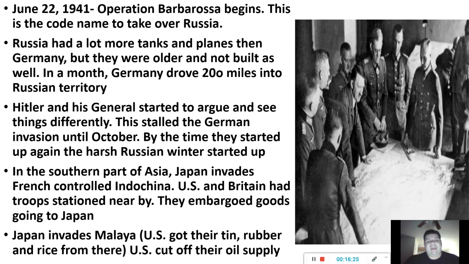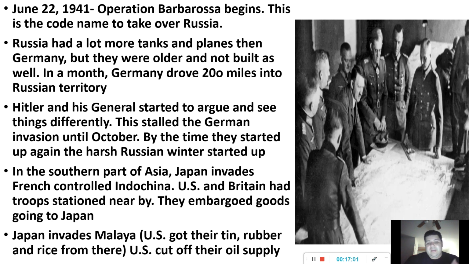And also, the United States and Britain had troops stationed nearby Indochina. So they didn't like the idea that Japan is coming more and more towards their area. And who knows, they might be trying to take over the area that they're at. So what they did is they embargoed the goods going to Japan. You have to remember, Japan's an island. They can't grow and they can't take things out of the ground like every other country. Because again, they're an island. They have to get a lot of the stuff brought into their country.